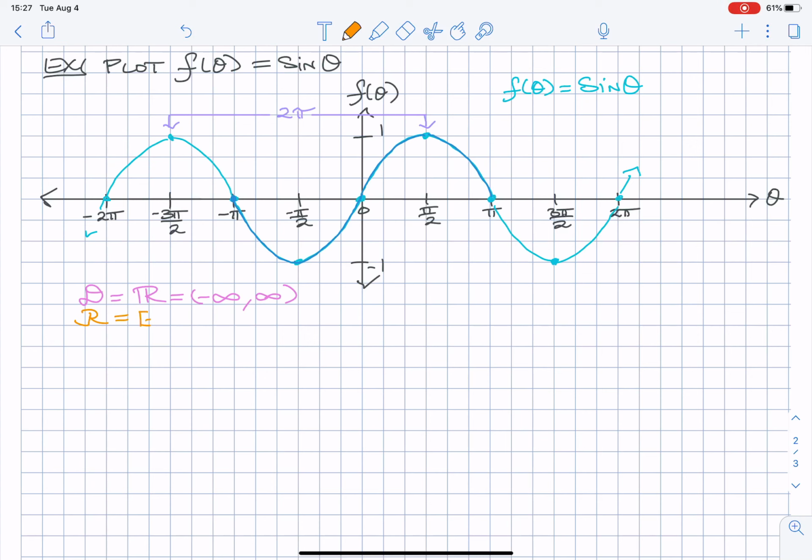So the range is between -1 inclusive and +1 inclusive. So I go from +1 to -1. Those are all possible y values. And I go up and down between -1 and +1. However, the horizontal or theta values can be anything. They can go on forever and ever. Remember, we said that in radians are real numbers.